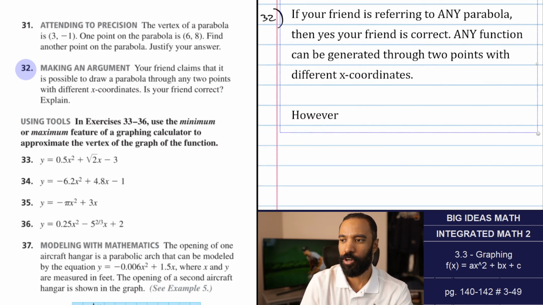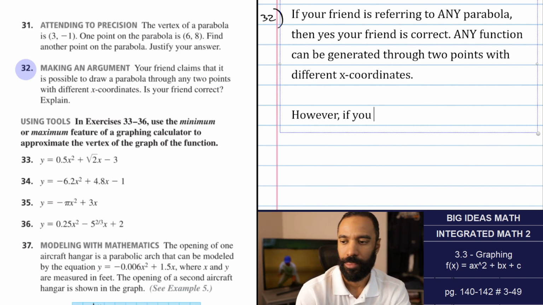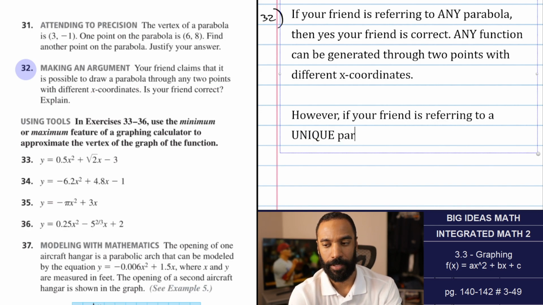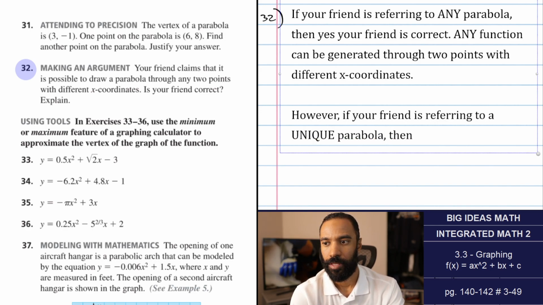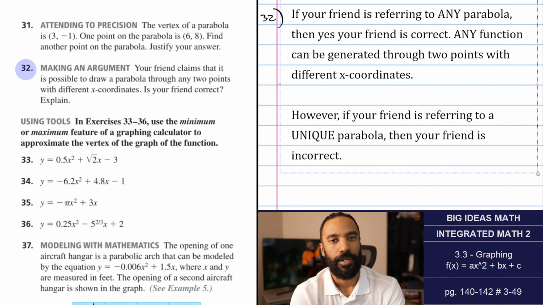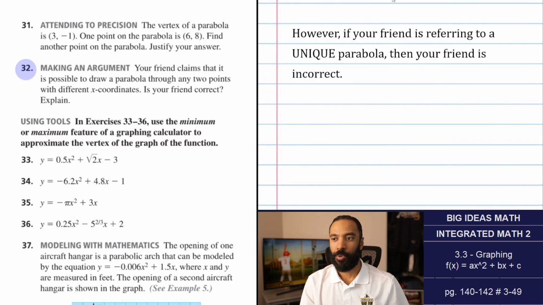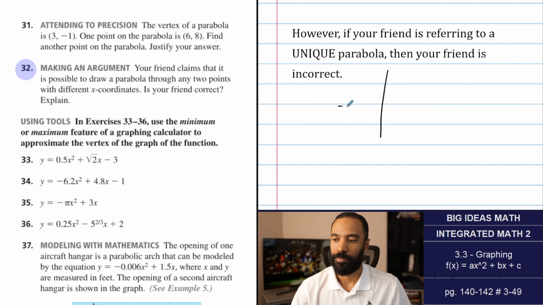however, if your friend is referring, because I don't know, to a unique parabola, then your friend is incorrect. I will dispute that. I will disprove it with an example. Here's a point. Here's a point.